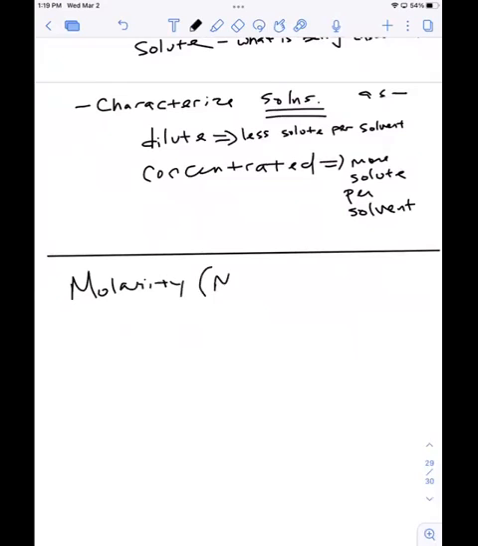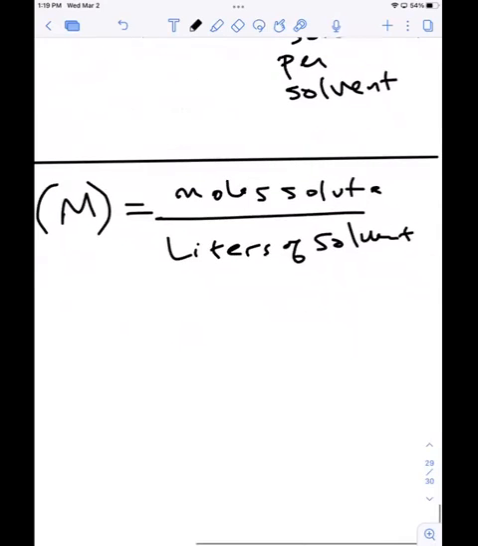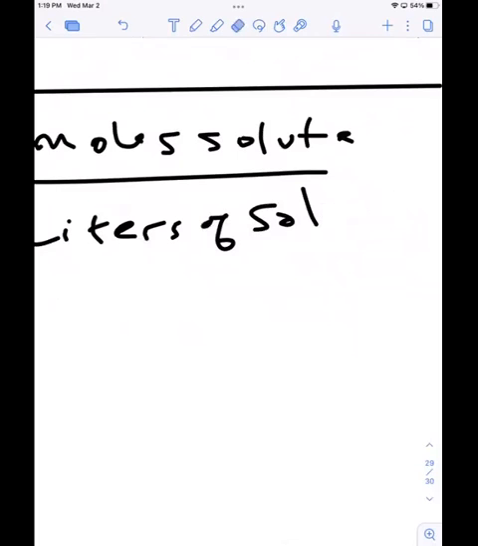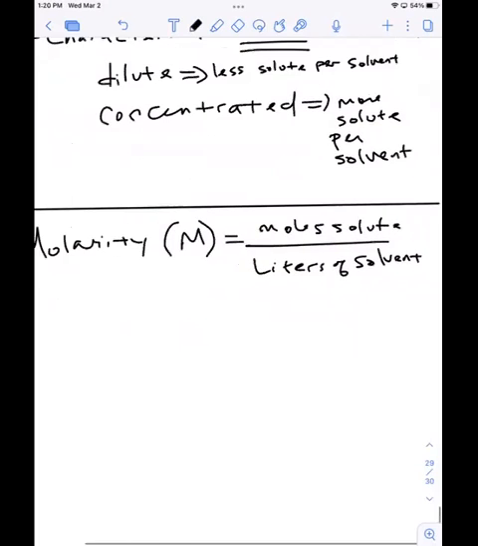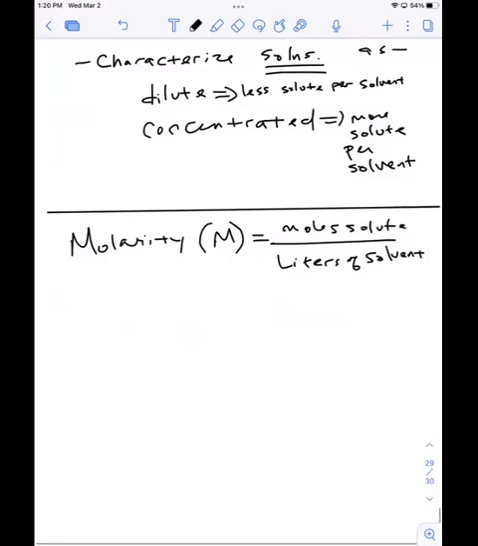And we again express that as uppercase M, and that is again moles of solute over liters of solvent. That's always going to be the way we express concentration. Moles of solute over liters of solvent, right?